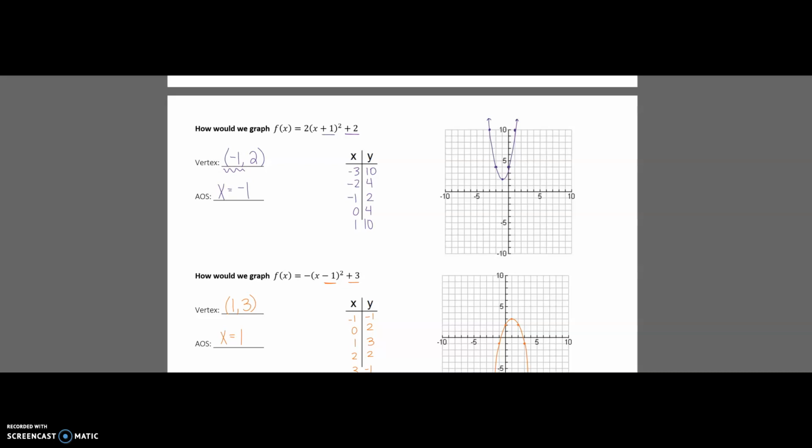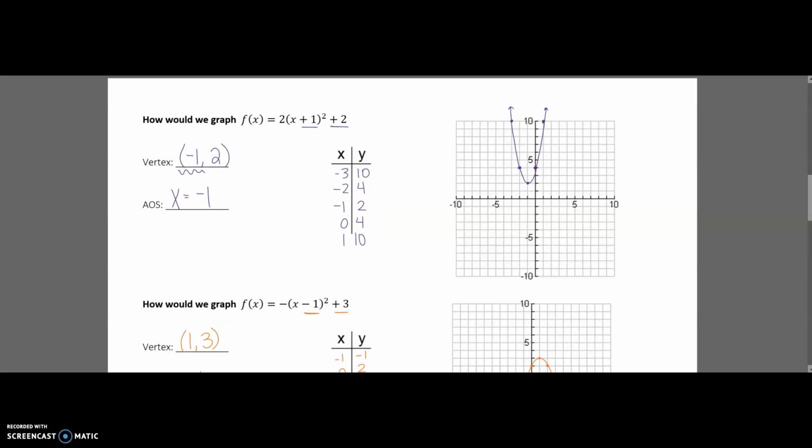Alright, we're continuing day 4 notes talking about graphing in vertex form and converting between standard and vertex form. So I'm back at the top of page 2 of your notes for today, and I wanted to go over a couple of things before we moved on.